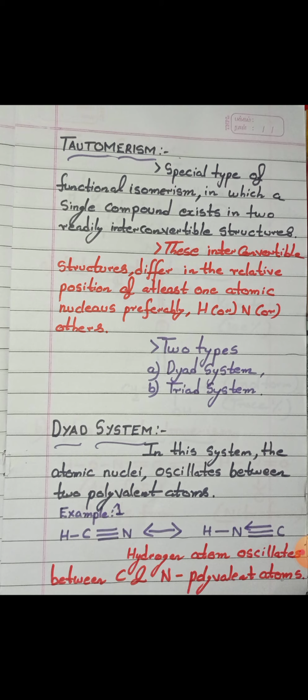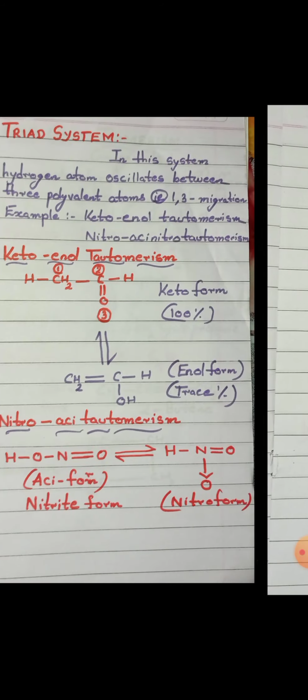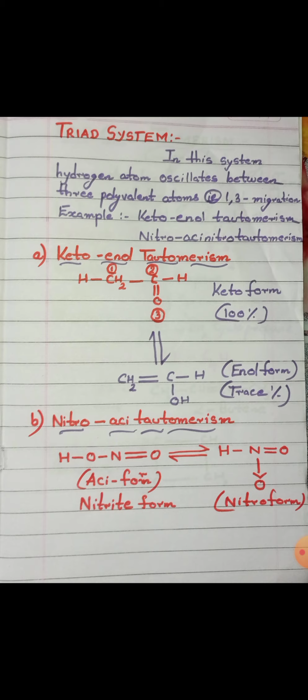Hydrogen is bonded to the tetravalent carbon. In the second case, hydrogen is bonded to the trivalent nitrogen. Hence, the hydrogen atom, which is the atomic nuclei here, oscillates between carbon and nitrogen polyvalent atoms. The next example is triad system. In this system, hydrogen atom oscillates between three polyvalent atoms. That is 1,3 migration. The best example is keto-enol tautomerism.